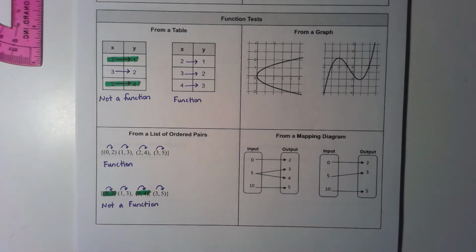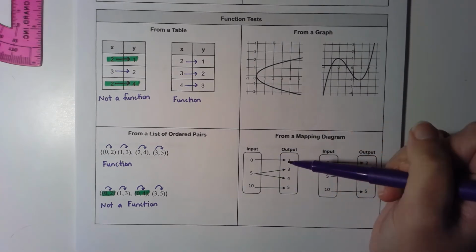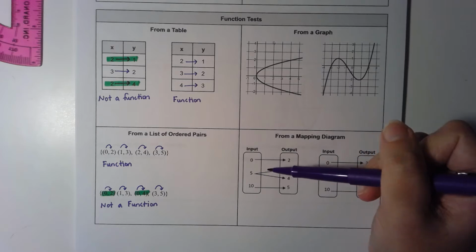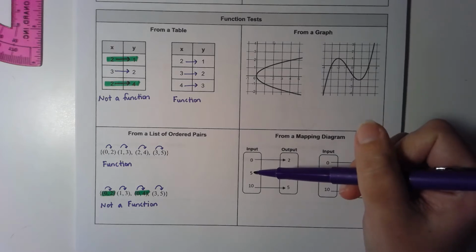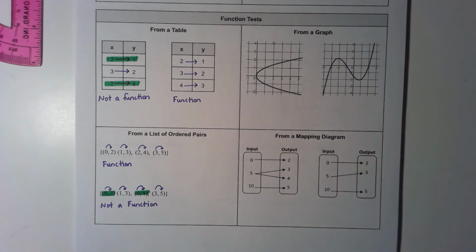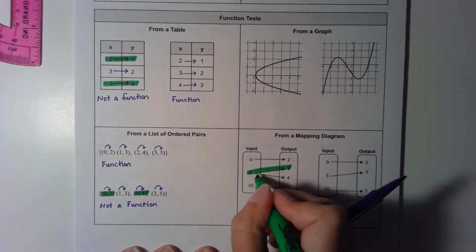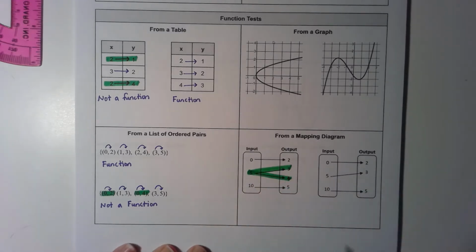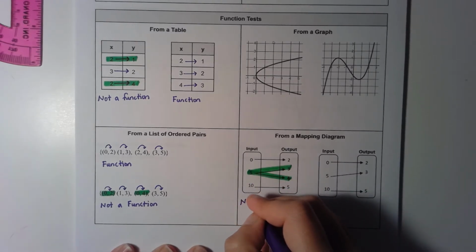For the next example, let's look at these mapping diagrams. In here it says that 0 is going to 2's party, 5 is going to 3's party, and 5 is going to 4's party, and 10 is going to 5's party. Well, as you can see here, 5 is trying to go to too many parties, so we would say that this one is not a function.